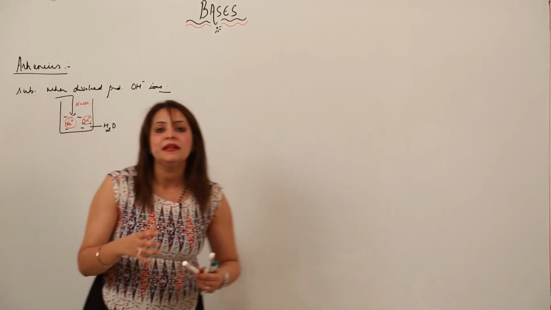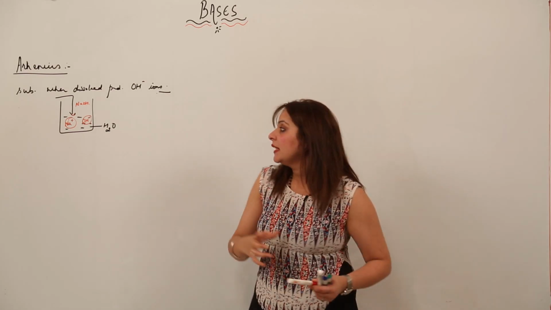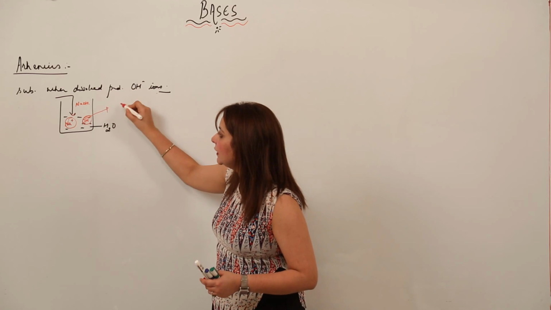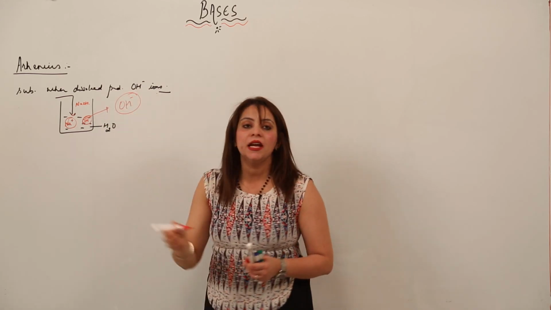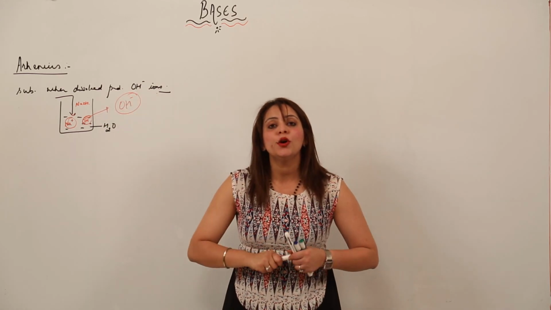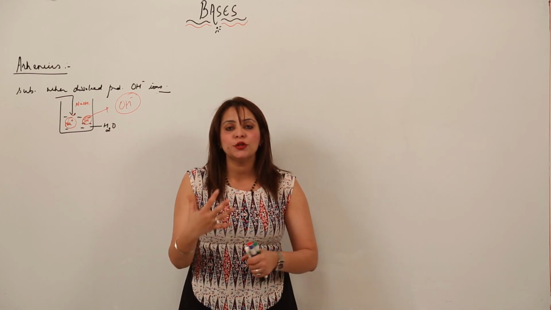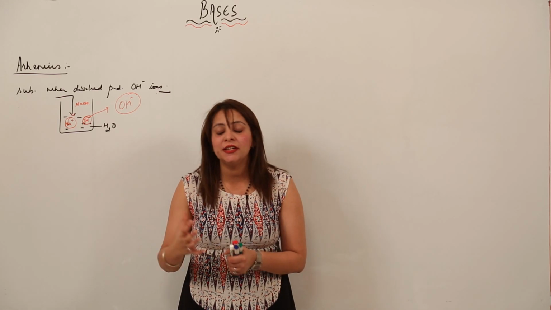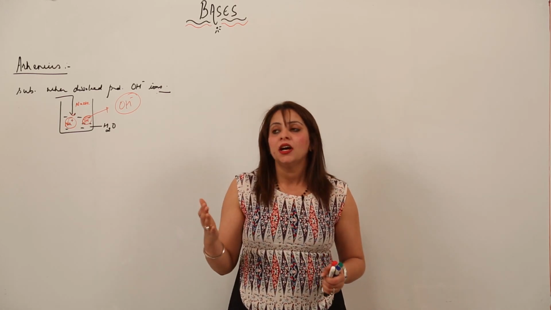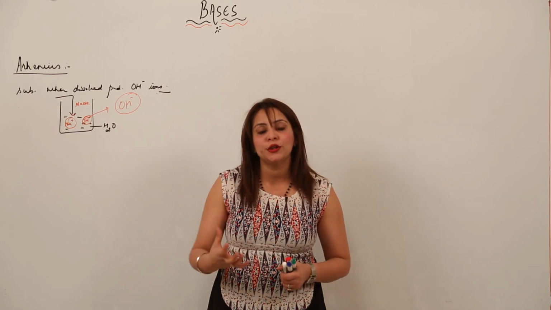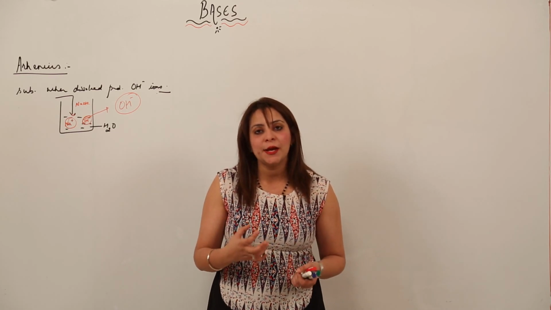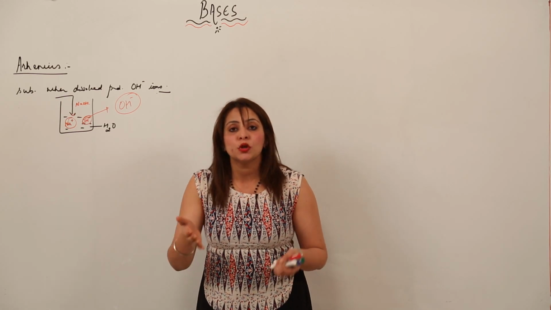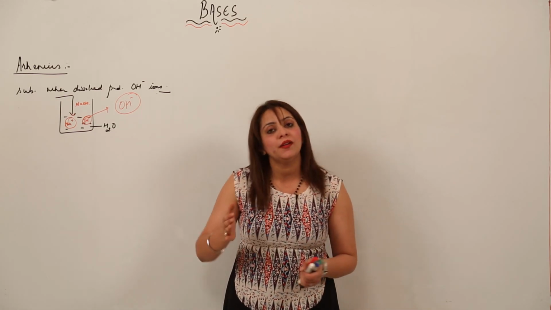So what does Arrhenius say actually? He says that any substance which, when dissolved in water, produces these ions, hydroxide ions, is called a base. If somebody asks you about bases, you will state that according to Arrhenius, because there are different concepts like the Lewis concept and the Bronsted-Lowry concept, and all these concepts define bases in different terms. At your level you need to know about the Arrhenius concept.